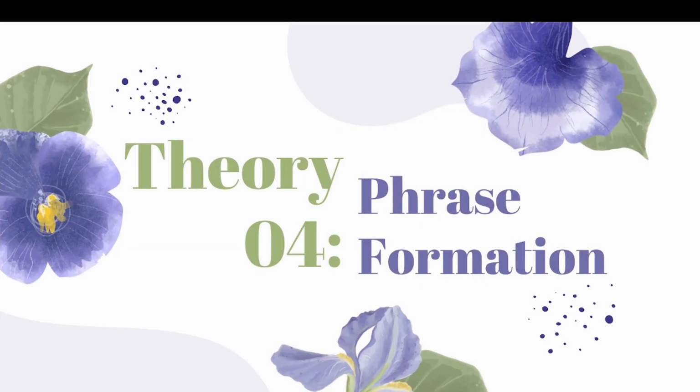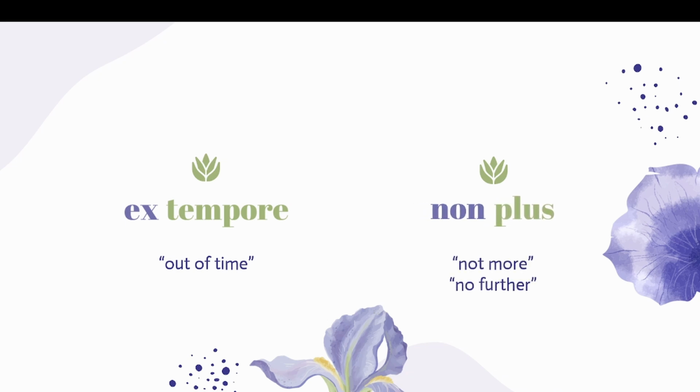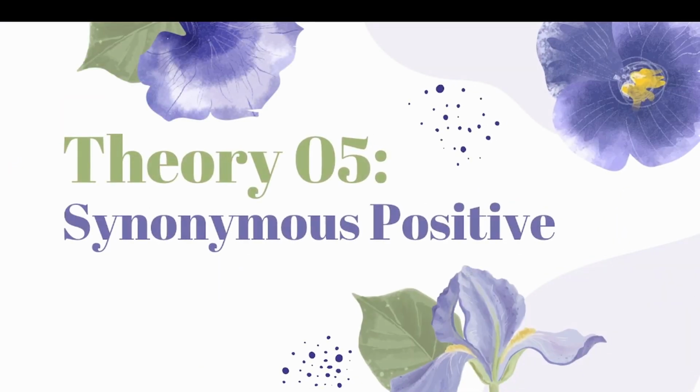Sometimes instead of coming from a single word, the word would actually come from mashing all of the words in a phrase together. Examples of this would be extempore, which comes from the Latin phrase ex tempore, which literally means out of time. Another example would be nonplus, which comes from the Latin phrase non plus, which means not more or no further. That's not entirely what nonplus means these days, so it might make sense why nobody is going around saying plus. Finally, our last theory, the synonymous positive.